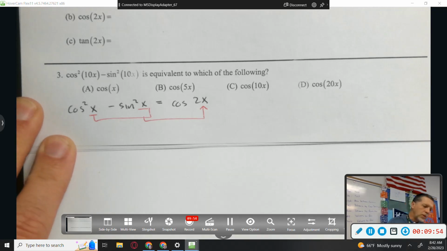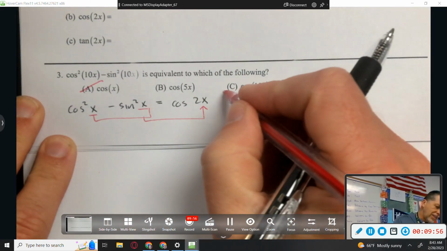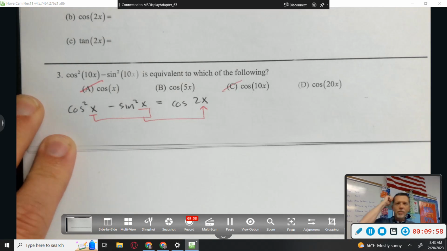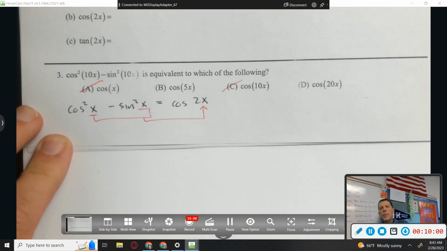So most people, they can throw out A and C. They just have trouble figuring out, well, wait a minute. I know I'm doing something with 2. Is it 5x or 20x? What do you think?